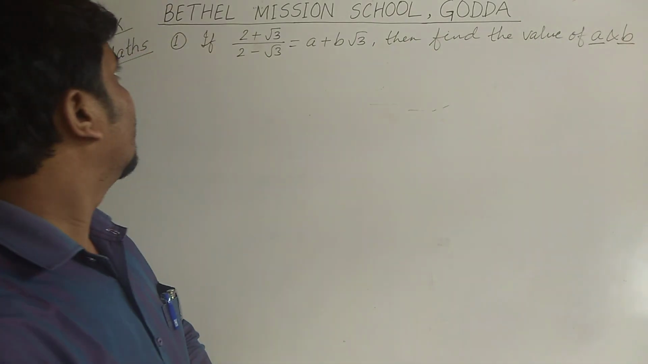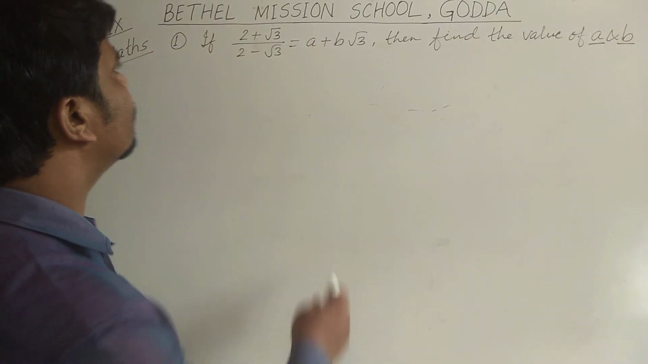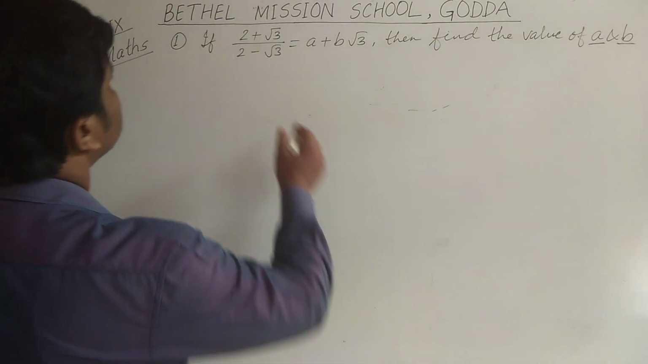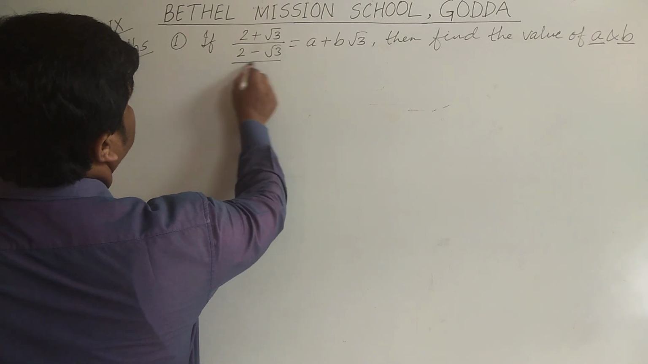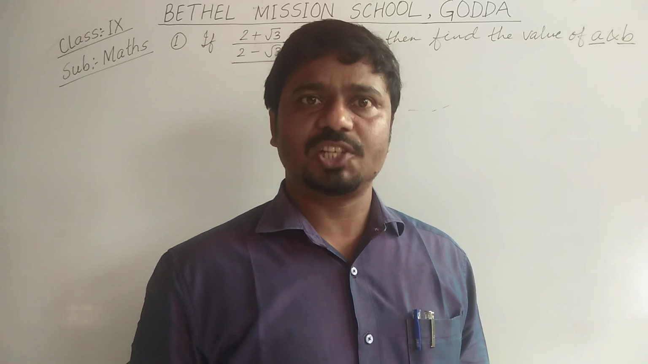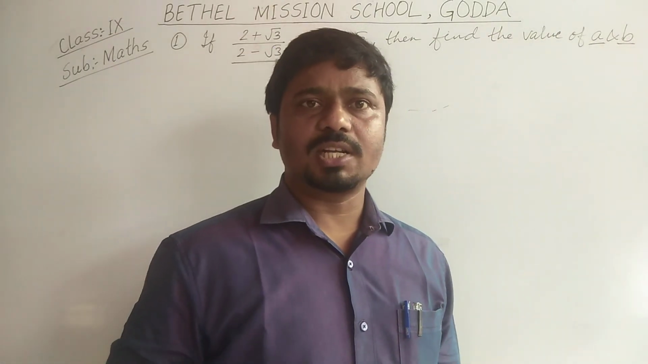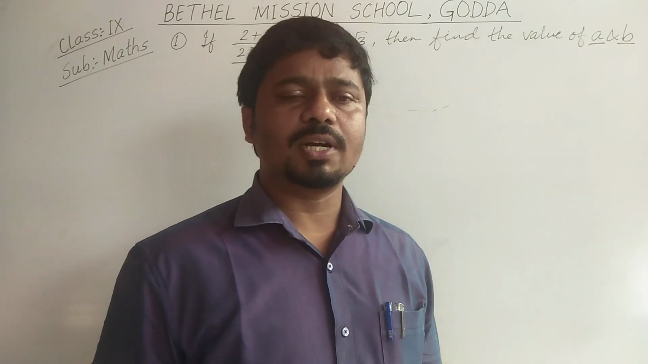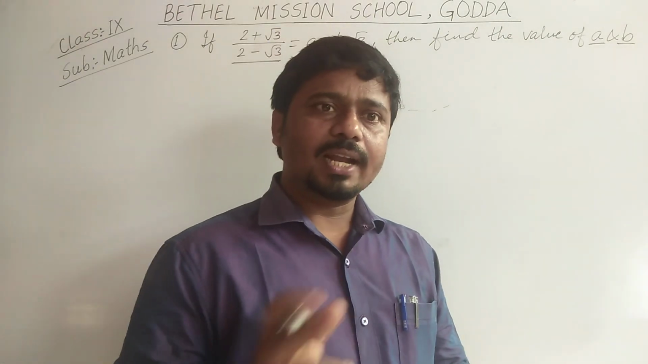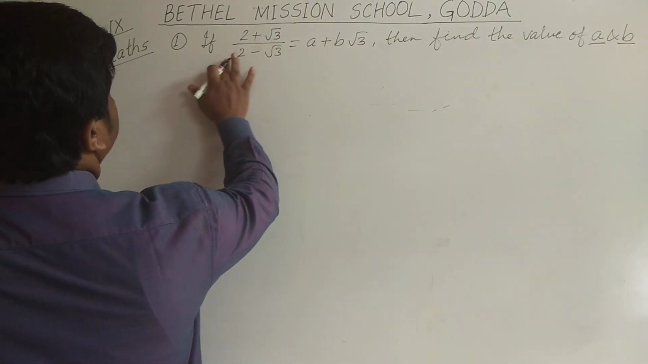Today I am going to teach this type of question. How can you do it? This is related to the first chapter only, number system, and related to rationalization. First of all, you have to understand what rationalization is. This was already discussed in the previous class, so once again I am going to repeat what rationalization is.